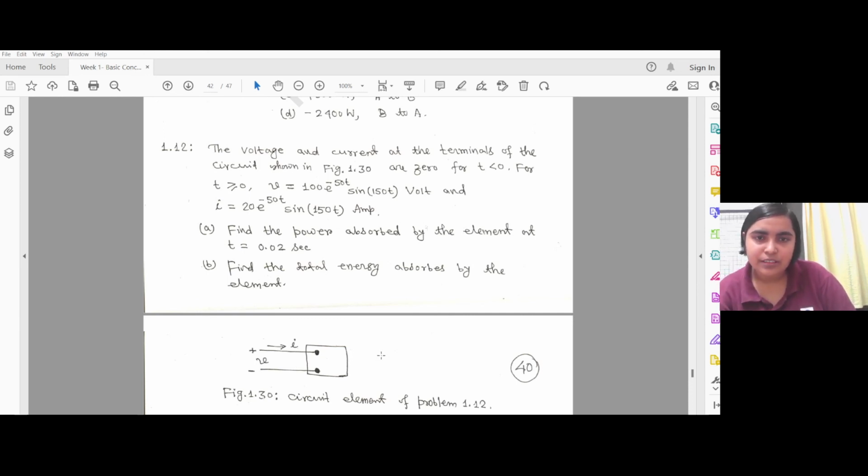Could you try this? At t less than 0, it is given as 0. So basically you have to find it from 0 onwards, so 0 to 0.02 second. Formula you know. Power will be P equal to V into I, right? All you have to do is proper integration by parts.